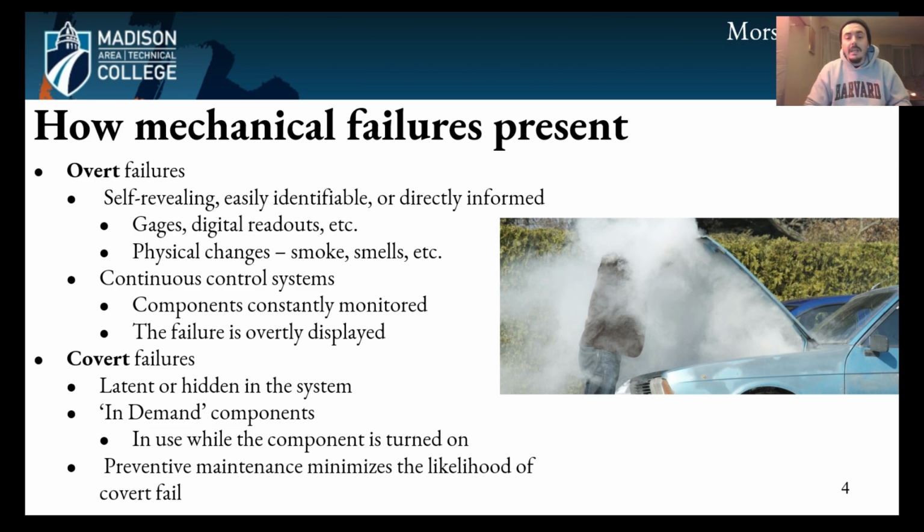So this happens a lot for in-demand components, something that's not in use until you need it. Something that you don't turn on until absolutely you need it, something like a sprinkler system, for example. I think that's the example that Mattia uses. A sprinkler system does not turn on until you actually need it, and so these kinds of components typically you go through a check cycle, or you do a safety check and make sure it's on throughout the year so that when you do need it, it does work. And preventative maintenance minimizes the likelihood of a covert failure, but also of an overt failure as well.